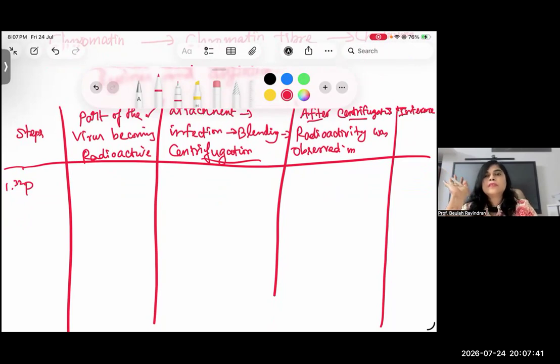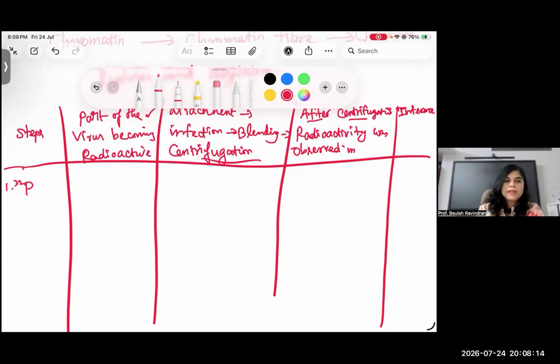Radioactivity was observed. So in that column, you can write the lower bacterial compartment with genetic material indicates that viral DNA has entered bacteria. That is the indication. So what is the inference we can say? So DNA is the genetic material. From this we can confirm.